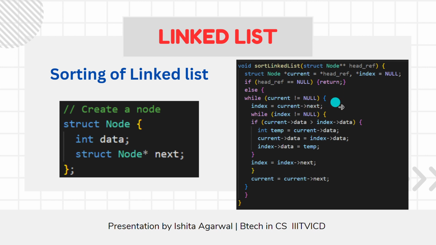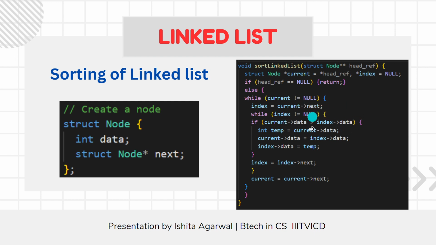In this we will check, while we traverse the whole linked list, whether the current data is greater than the index data. Now if it happens, then we have to swap the two nodes, that is, the index node and the current node. So we will store the current data in temp, and current data will now become the index data, and index data will become the temp. So in this way they will be swapped and the linked list will be sorted.